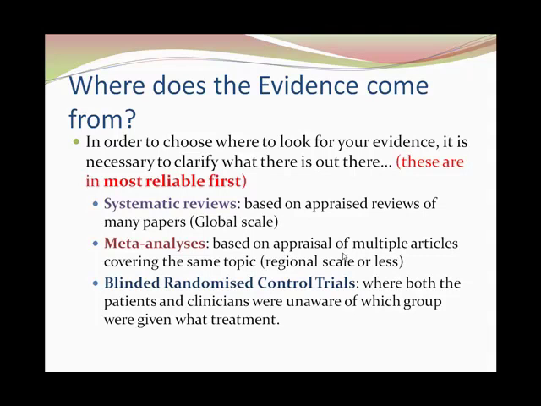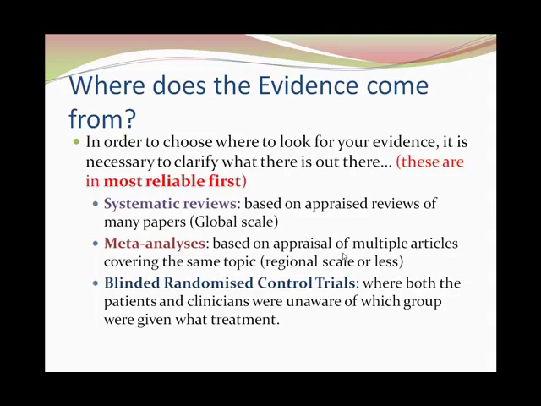So where does the evidence come from? We've already looked at a database and we've got a series of papers from a database. But now we want to know which are the most reliable papers to go for. Now a systematic review is based on many papers on a global scale. This is most of the papers that have been done on a clinical trial ever.